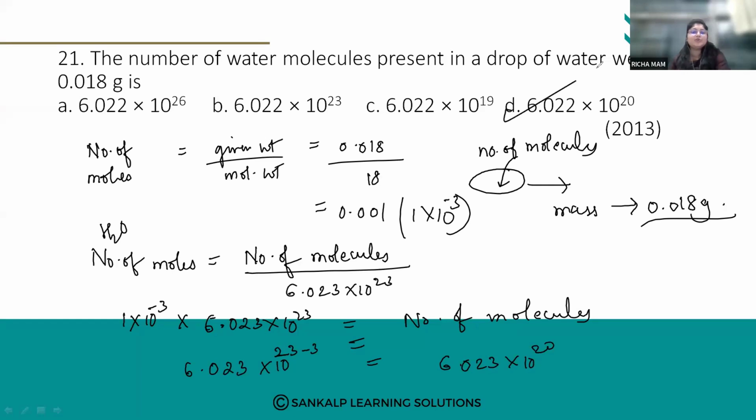So what is given? A drop of water has the weight of 0.018. You have to calculate how many molecules are present. How are we going to calculate the number of moles? Number of moles is given weight upon molecular weight. Then you have to calculate the number of molecules, using the Avogadro's number. We have the number of moles and the Avogadro's number, multiply them, and we are going to get the number of molecules. Is it clear?